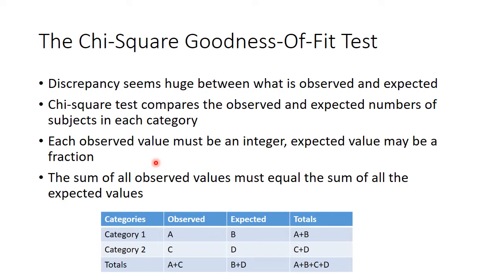Here we're going to see that each observed value has to be an integer, and the expected value may be a fraction, though. We saw in that previous example, they spend 2% of their time doing something, so you may have something like 9 point something.